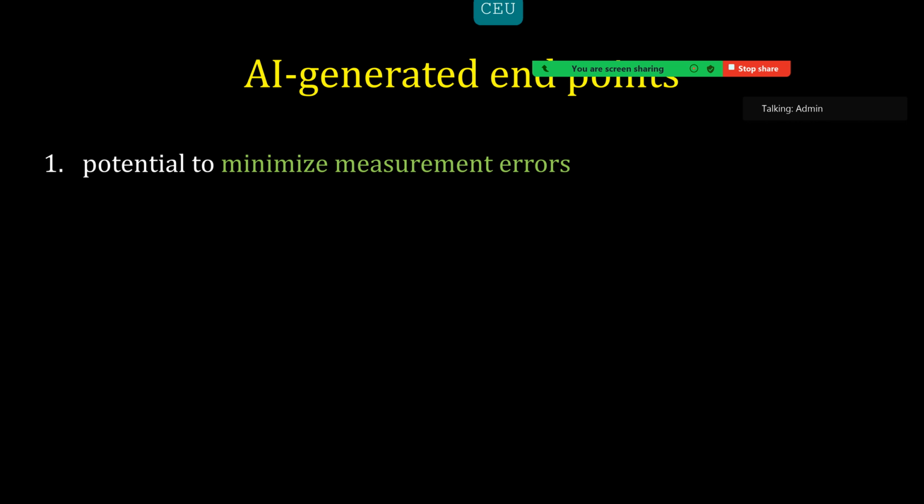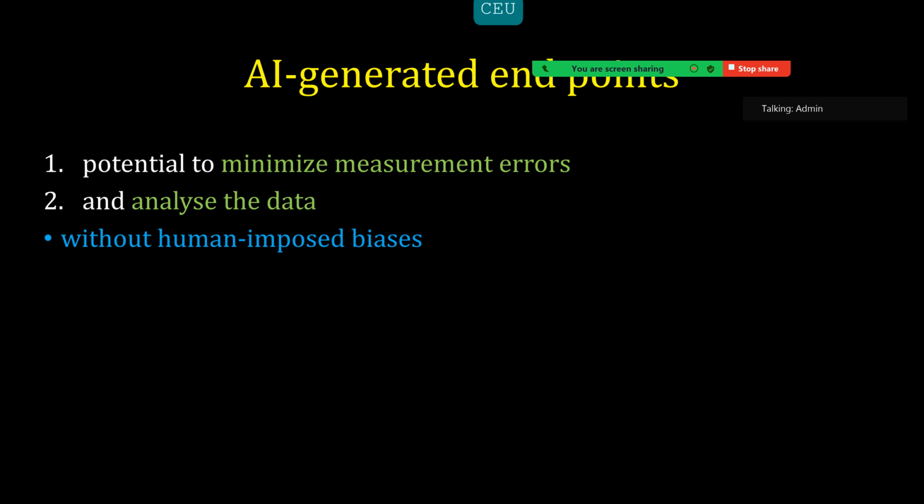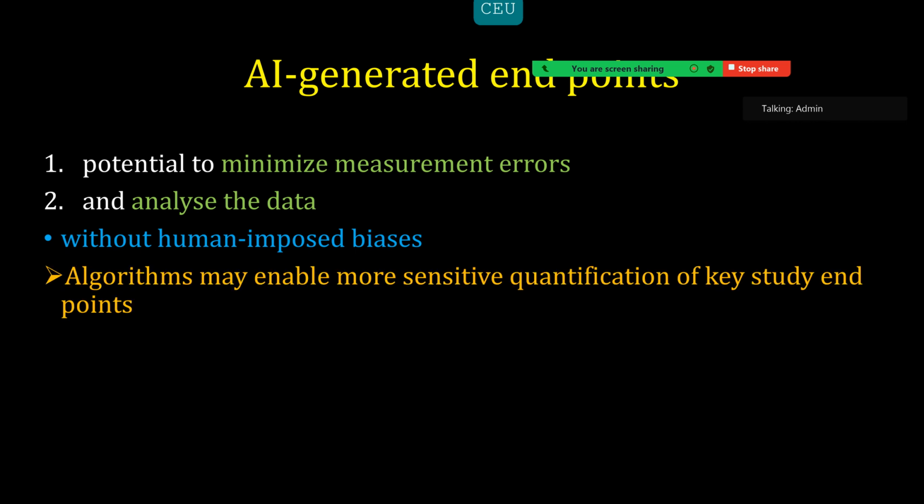So actually, one of the sample size things is how much standard deviation there is in the endpoint measurement. And the more it's not very accurate, the sample size becomes more. So you can minimize errors if you use an AI to measure the endpoint. And then if you analyze the data, you will not have the biases which a human one will do. So you may in fact have an algorithm which is better if you use that.